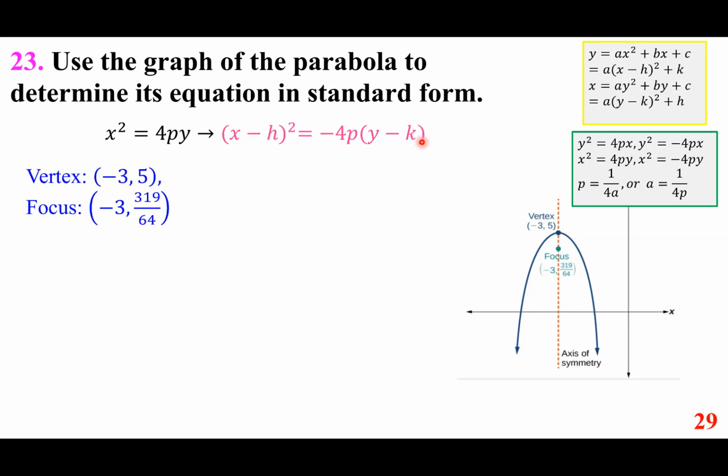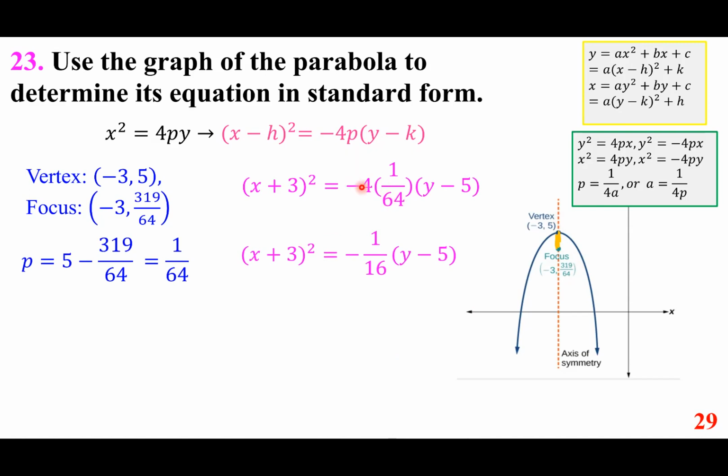So if we go with this one, x minus negative 3, that means x plus 3 quantity squared, equals minus 4 times the p, times y minus k, that means y minus 5. And I want to discuss the p. P is the focal distance, which is this distance. Let me draw it in. Focal distance is this distance, the distance from the focus to the vertex, this much. So all we have to do is say 5 minus 319 divided by 64, and that ends up being 1 over 64. So now plug everything in. These two give us negative 1 over 16.